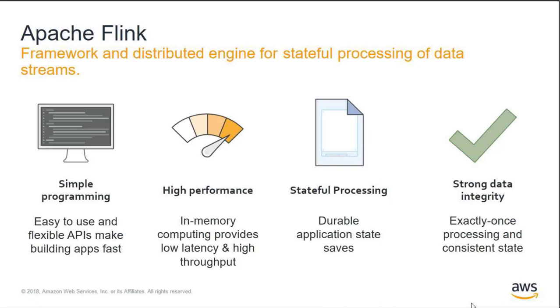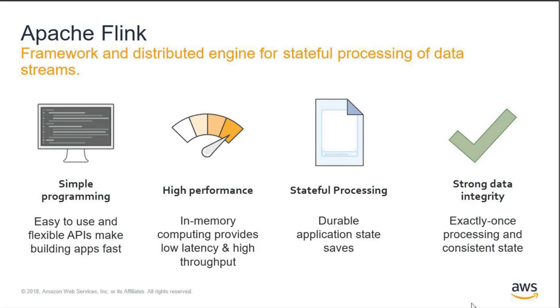The simplest way to think about this is if you're buffering small records into larger files to be written to Amazon S3. That could be an example of stateful processing. Much more complex use cases include machine learning on the stream, where you're keeping up model state. Flink provides mechanisms to back up that state, both incrementally and periodically, so that if anything happens to your application, you can maintain strong data integrity, meaning exactly once processing or consistent state.